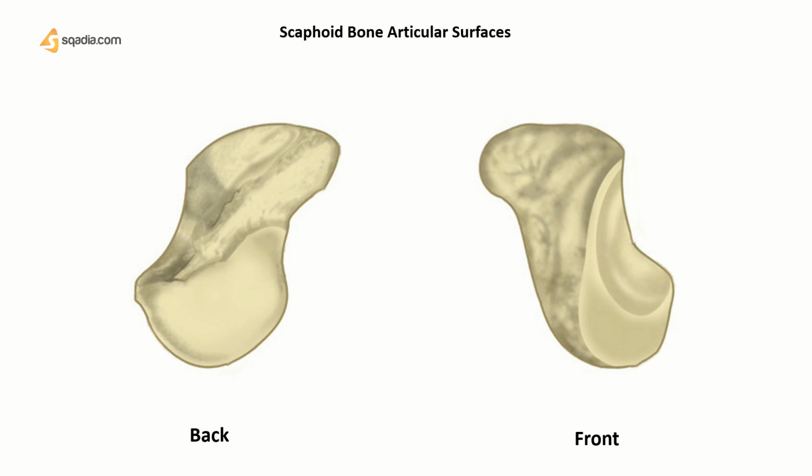The scaphoid is most frequently broken, and the injury mostly occurs due to a fall on the outstretched hand. The scaphoid articulates proximally with the radius to form the radial border of the carpal tunnel. Here you can see both the back and front side of the scaphoid bone. If you look at the palmar side, it is covered by the radius bone.